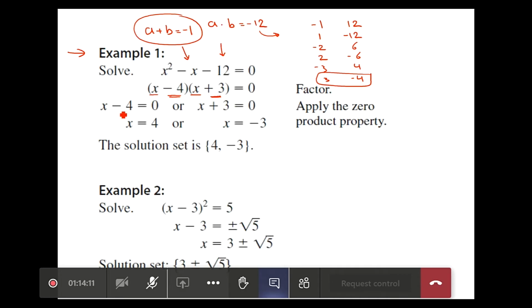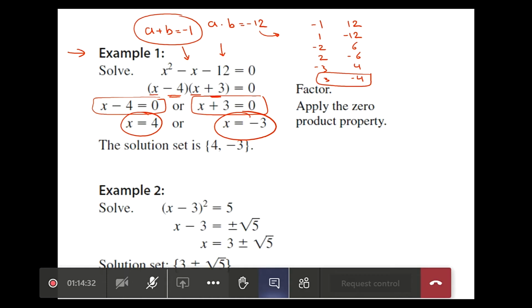Now we have x minus 4 equals 0, or x plus 3 equals 0. So the solution equals what? x equals 4 and x equals minus 3.